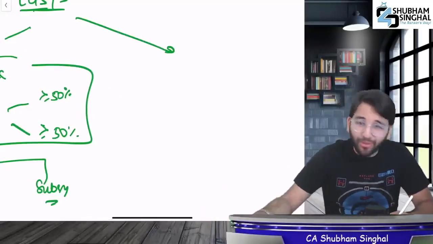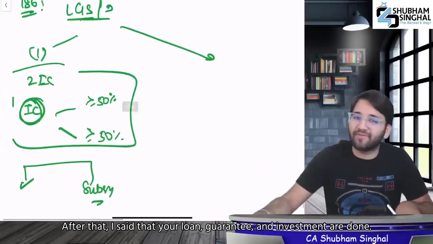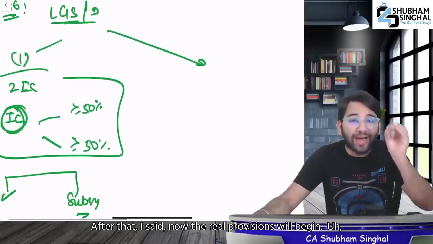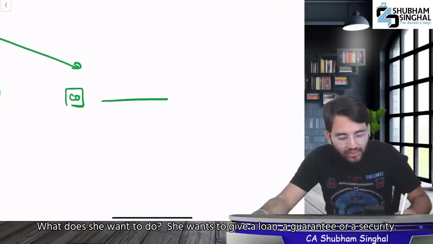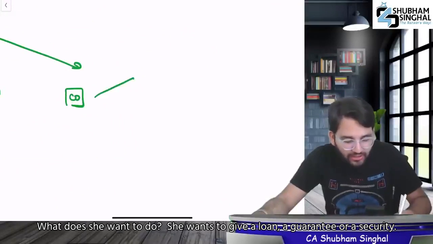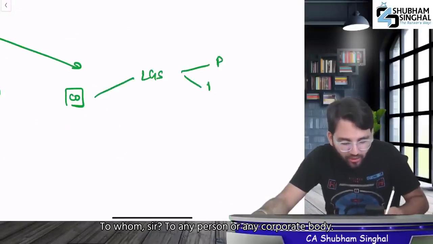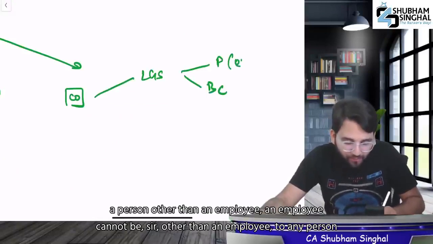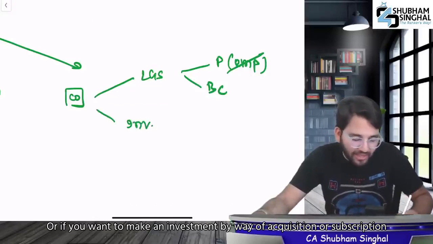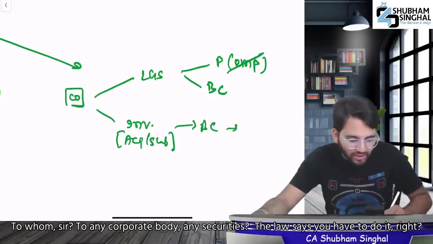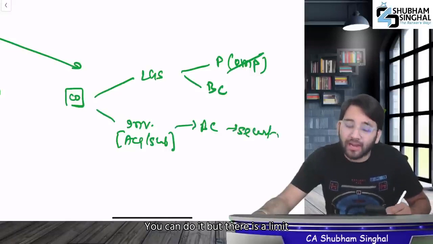Next. I said that your loan, guarantee, and investment are done. After that, now the real provisions will begin. The provision is that if a company wants to provide a loan, guarantee, or security to any person or any body corporate, any person other than an employee, or if you want to make an investment by way of acquisition or subscription in any body corporate's securities, the law says you can do it. It's fine, but there is a limit.